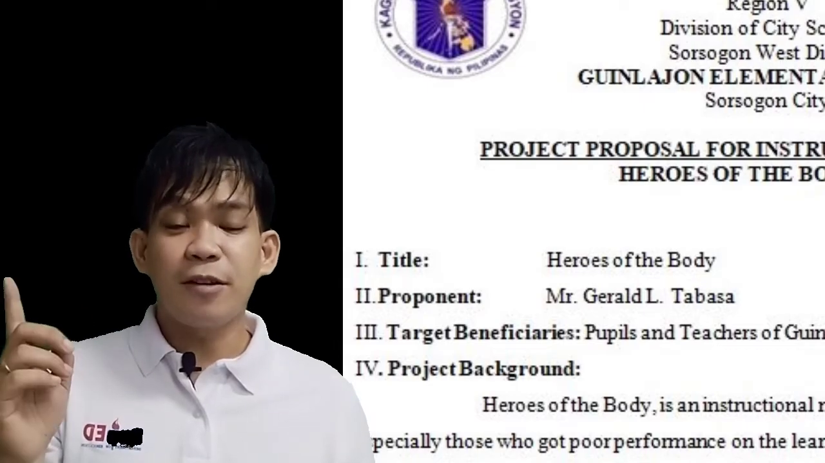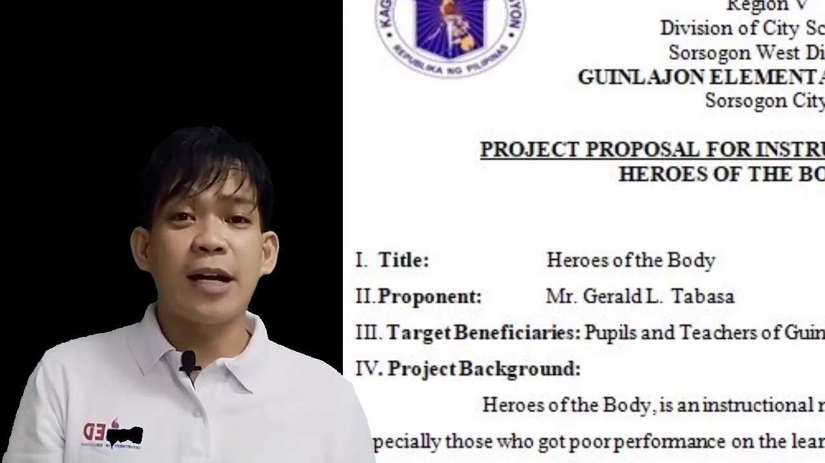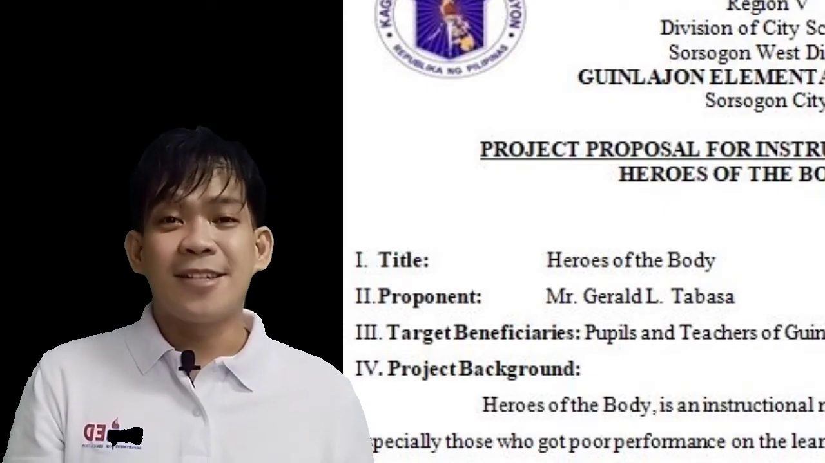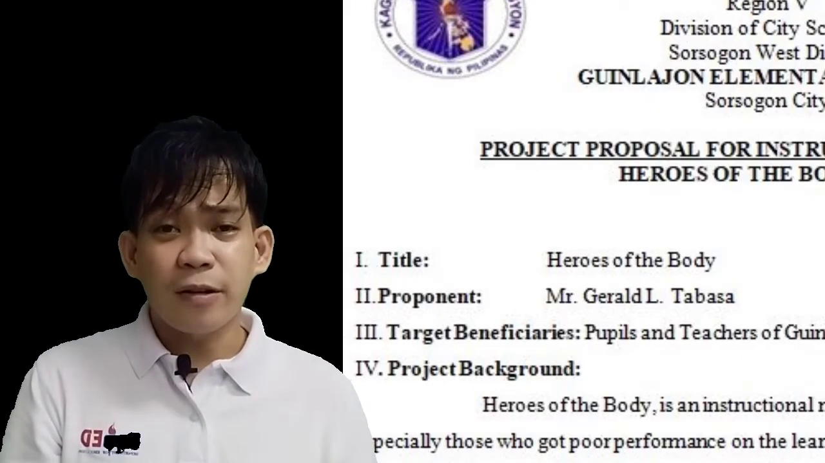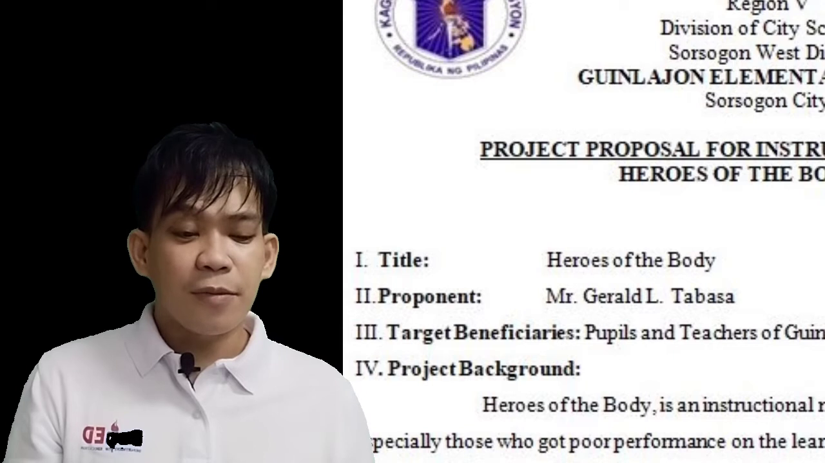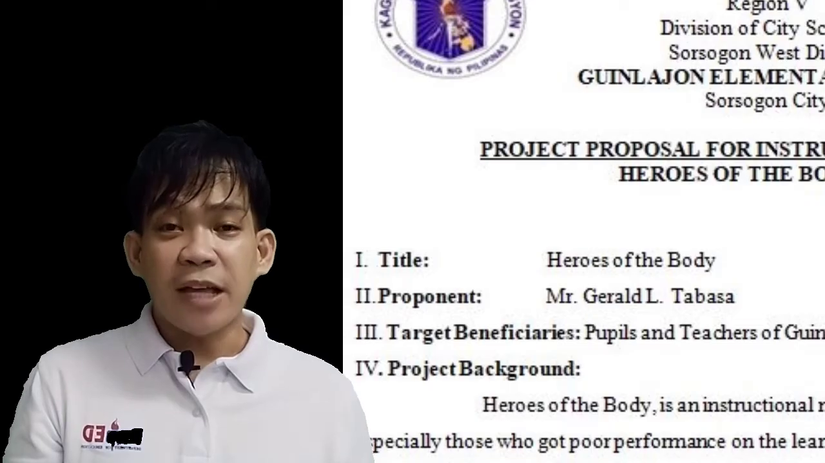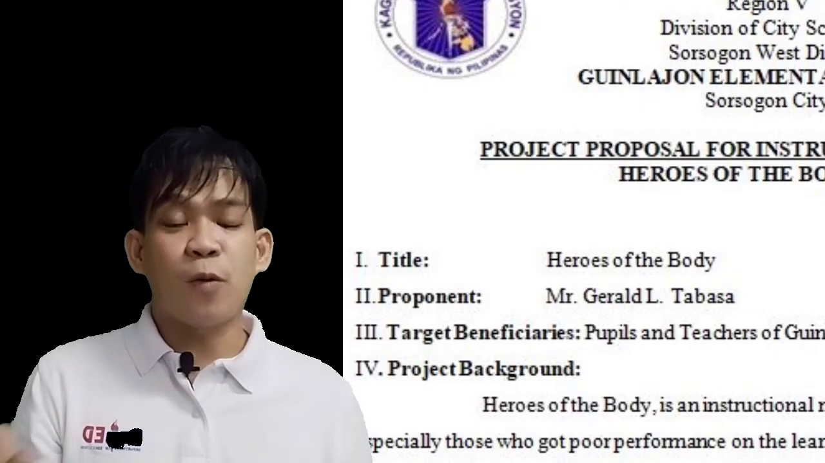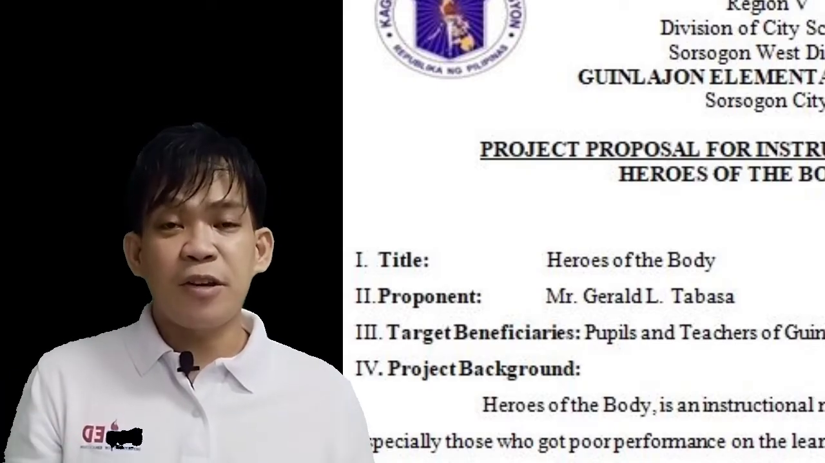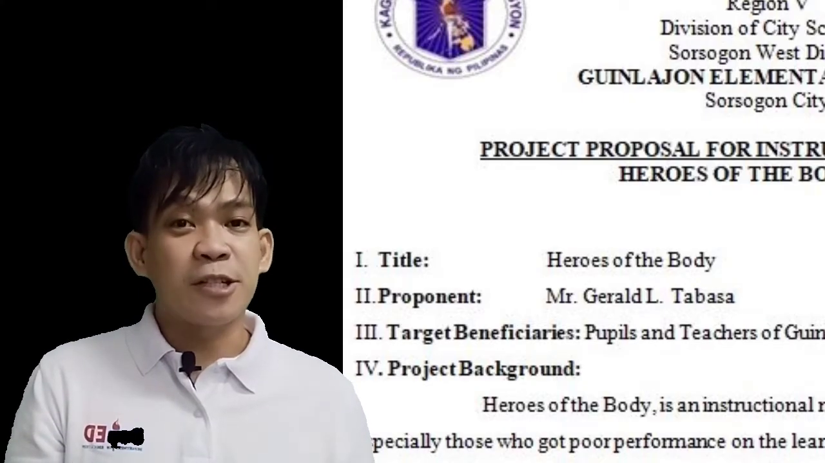Then, Roman number 3 ng project proposal, target beneficiaries. Sino ba yung gagamit? Sino yung mag-utilize ng inyong ginawang innovation or yung inyong ginawang SIM? Then, Roman number 4, your project background. So, in this part, you will be discussing what is your SIM all about? What is the objective? The aim? Why do you want to have this SIM? Who are your target beneficiaries? So, it seems to be like a background of your SIM or instructional material.